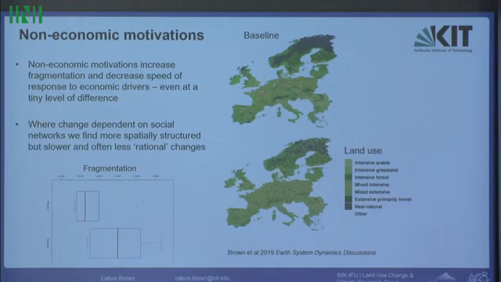If we include social networks as a way of disseminating or linking these non-economic motivations that land managers have, we find that we lose some of that fragmentation. We get more spatially structured change that is even slower and even less economically rational. And actually, as soon as we allow our agents to make decisions on the basis of things other than economics, or economics and other things, it's very hard to move back from that bottom plot to something as coherent as the top plot. It's hard to squash the behavior back into its box.